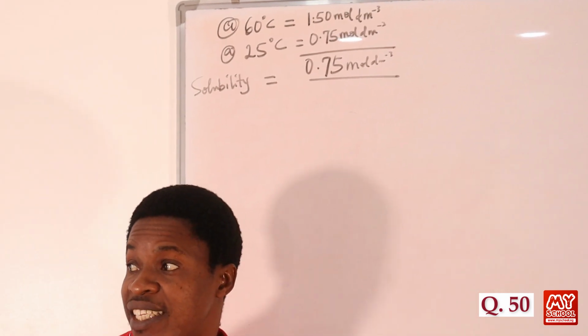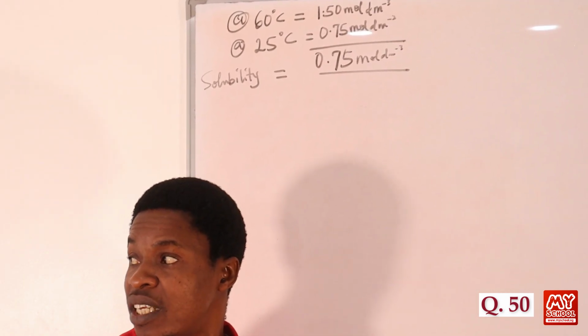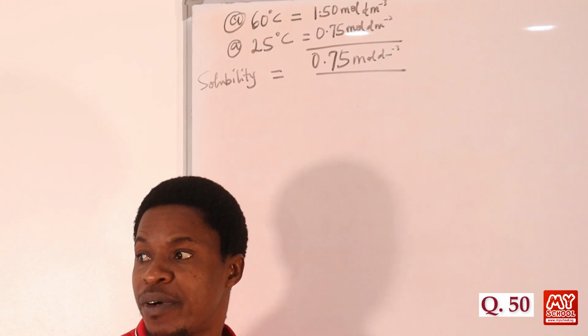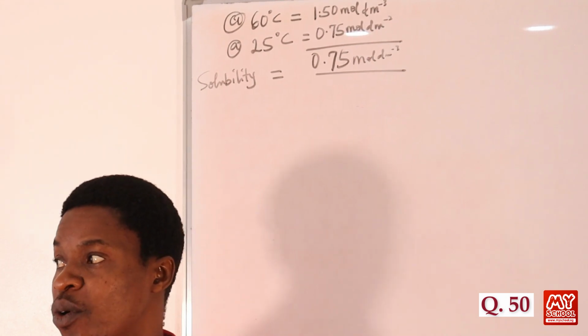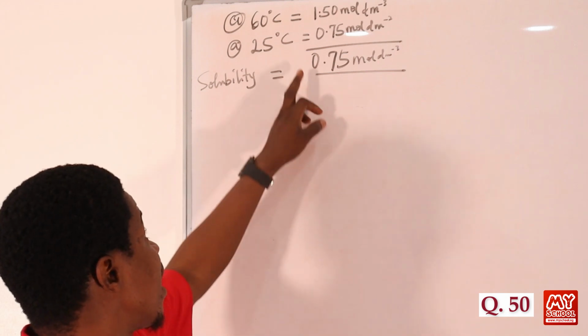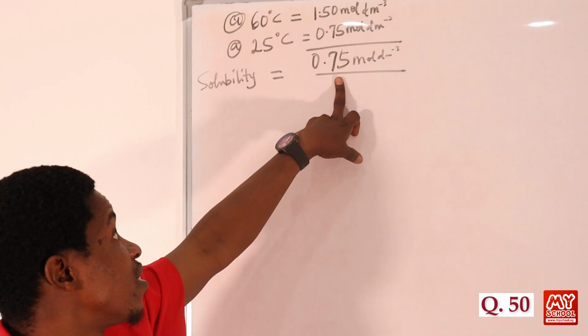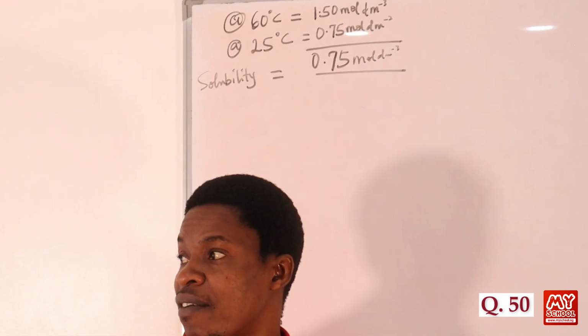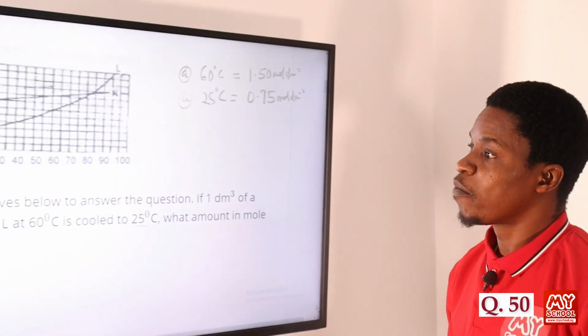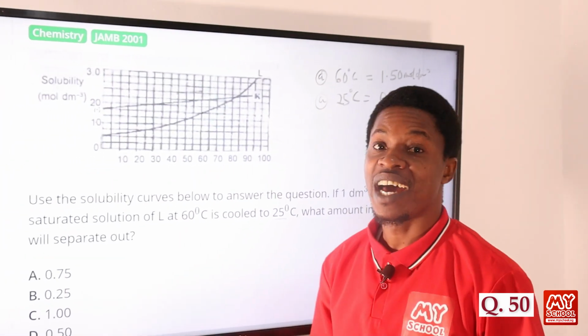So the question says, what amount in mole will separate out? We have already calculated that 1.50 minus 0.75 actually gave us 0.75. Okay, so let's move back to the screen and see what we have there.